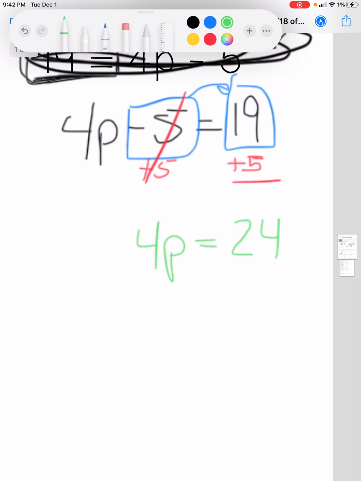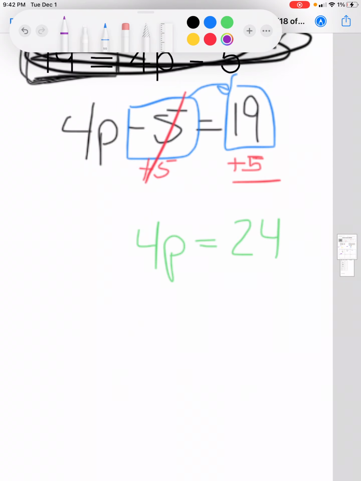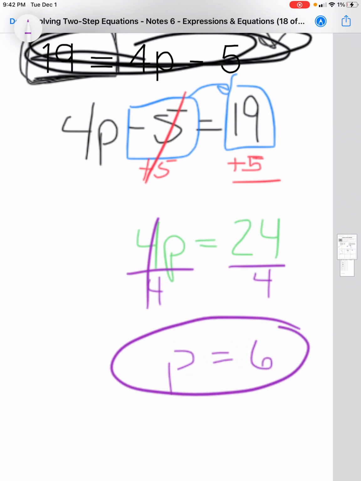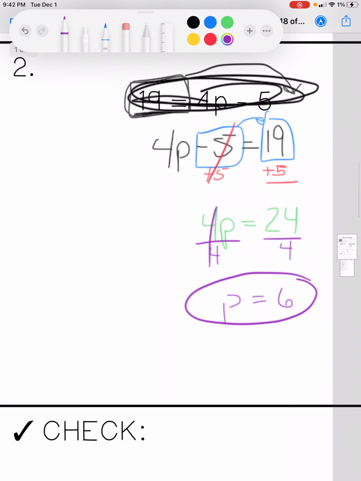How do we get the 4 away from the p? Yep, you guessed it. We're going to divide. Perfect. Great answer. Okay, we're going to divide. Those 4's cancel out, and we're left with p equals 6. Once again, how do you check it? You just go back and plug that 6 in for the p up top, which I will do down here at the bottom.